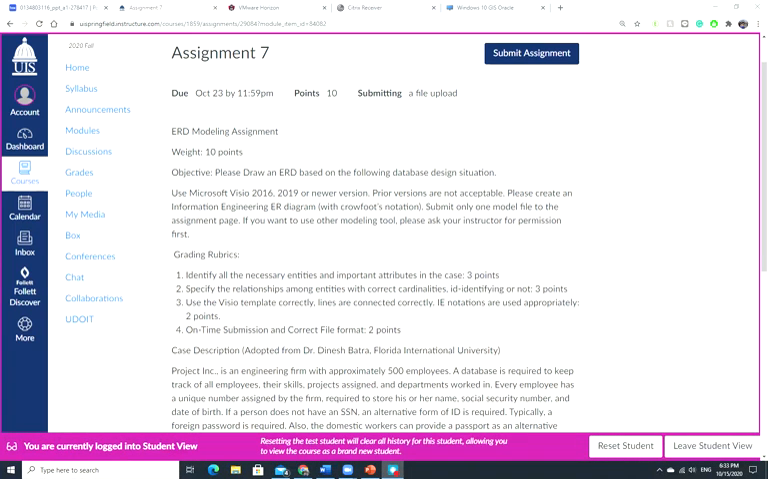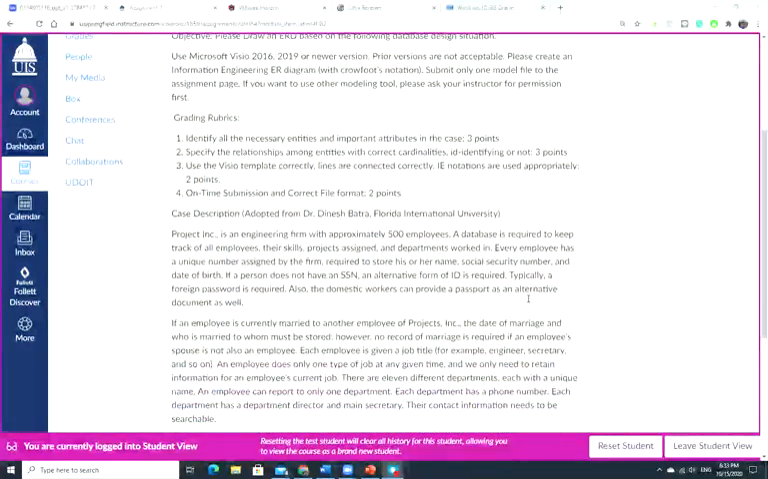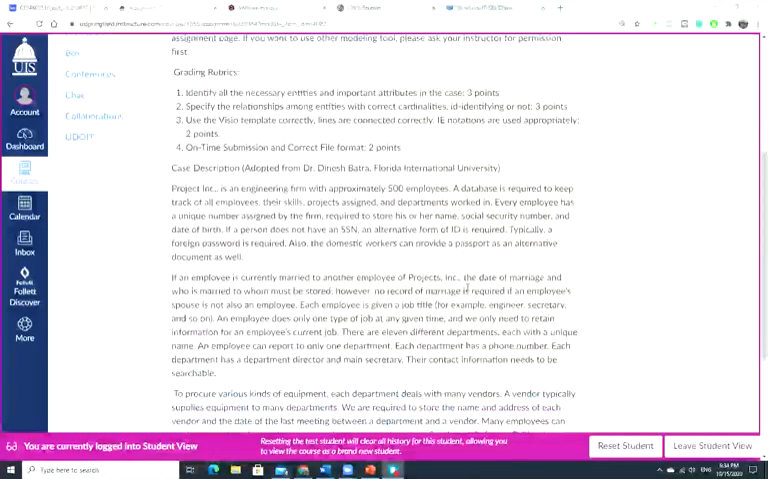Let's move on to this assignment 7. As I have probably described this already, this is one of the ER modeling case studies developed by my colleague and mentor, Dr. Dinesh Batra, who I think is about to retire in less than 5 years from Florida International University. He wrote a textbook with another famous MIS professor, and this case was included in that textbook.